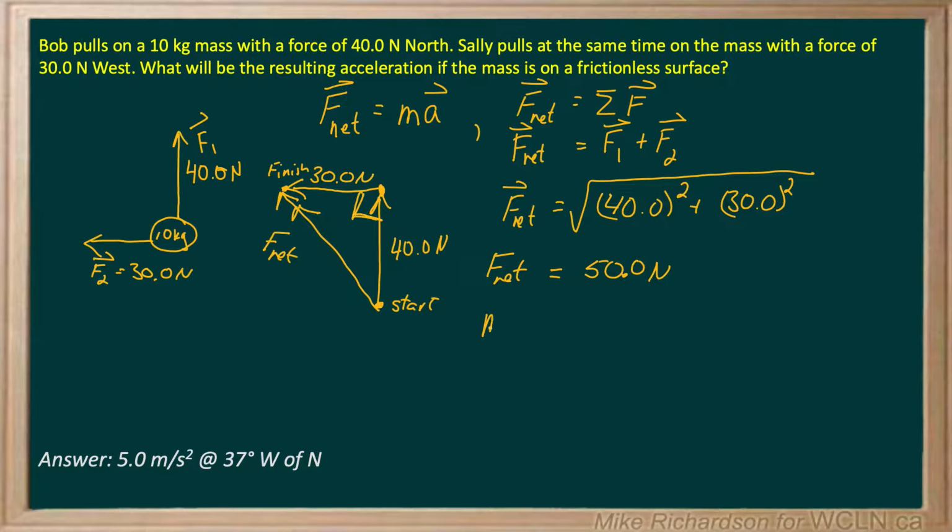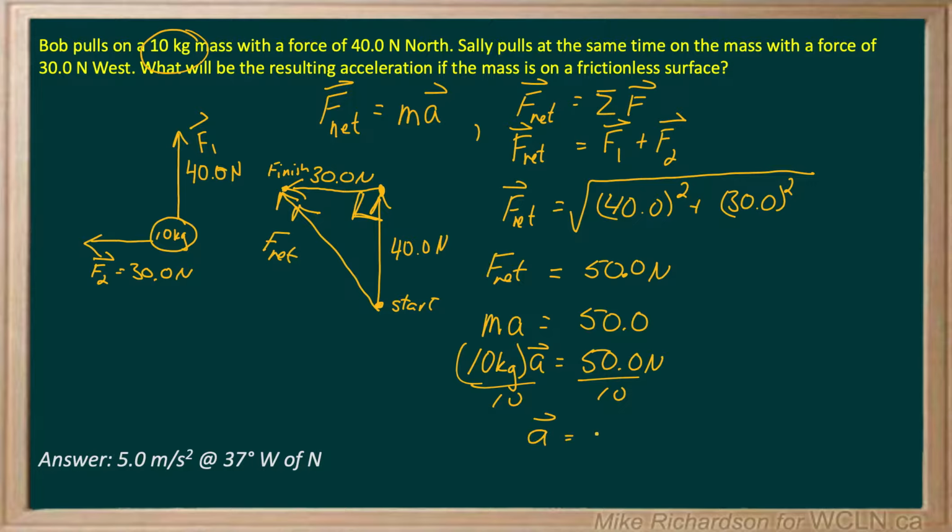So now we know the net force. And since F net is ma, we can solve for the magnitude of the acceleration fairly easily. The mass was 10 kilograms. So I've got 10 kilograms times my acceleration equals 50.0 newtons. Dividing both sides by 10 gives me an acceleration of 5 meters per second squared. So we have the magnitude.